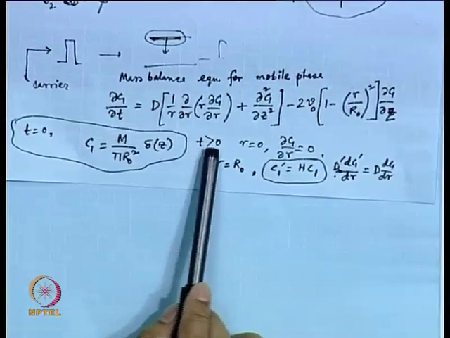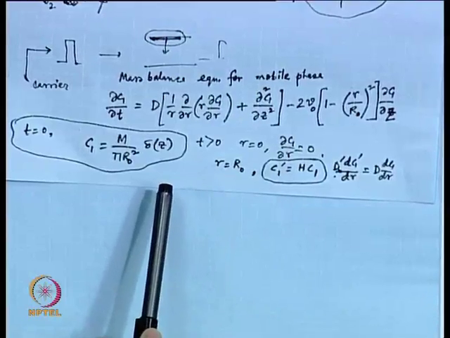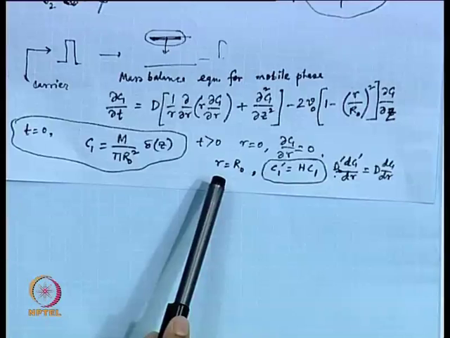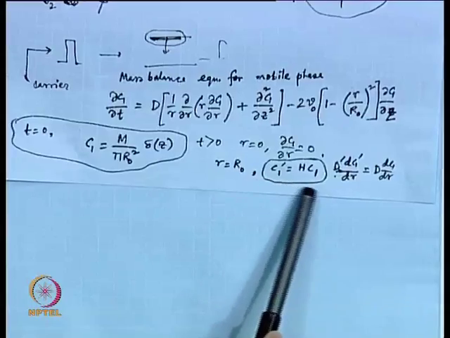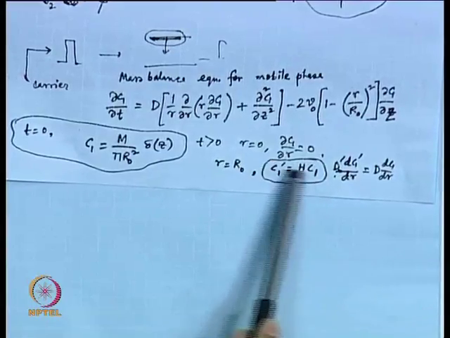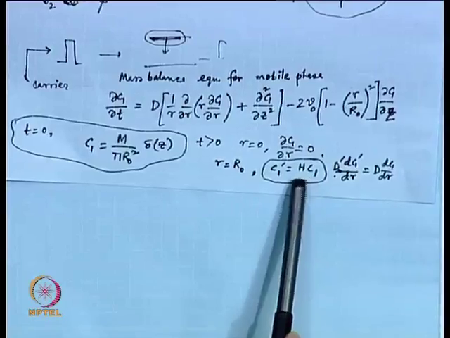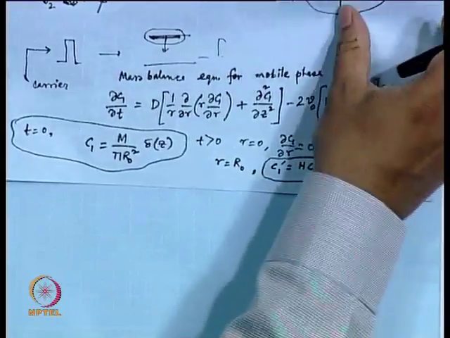And then when t is greater than 0, you are assuming that at r equal to 0, symmetry exists, and at the interface between the mobile phase and the adsorbent, not the wall, there exists this equilibrium, which is governed by this equation. You are assuming linearity here, and the continuity of flux. This is something which we discussed in the last class.